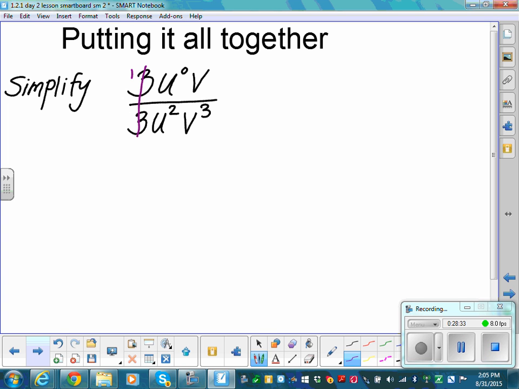Okay, so that's a 1, that's a 1. Okay, good. All right, now I'm going to show my work. I have 1 over 1 for right now. And then I have u to the 0 divided by u squared. You always do the top minus the bottom. So we have u to the 0 minus 2, right? Questions? Slow down. Yeah, absolutely.